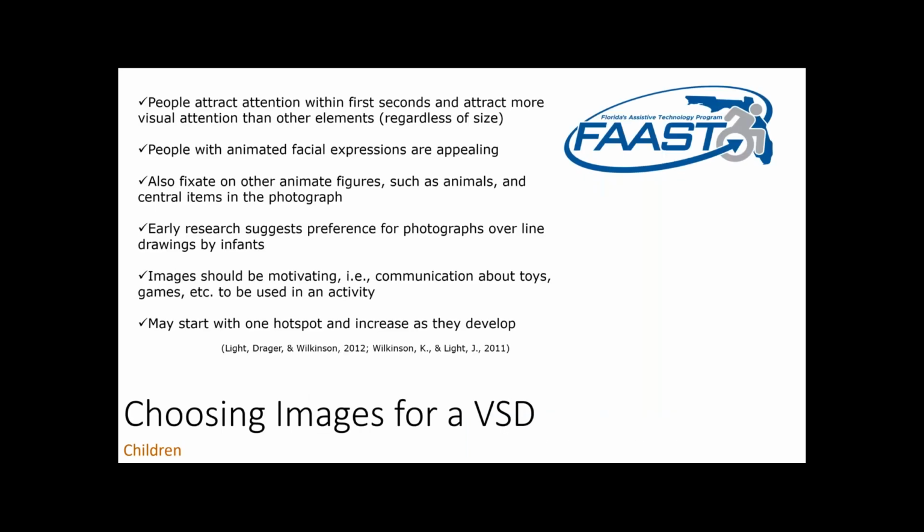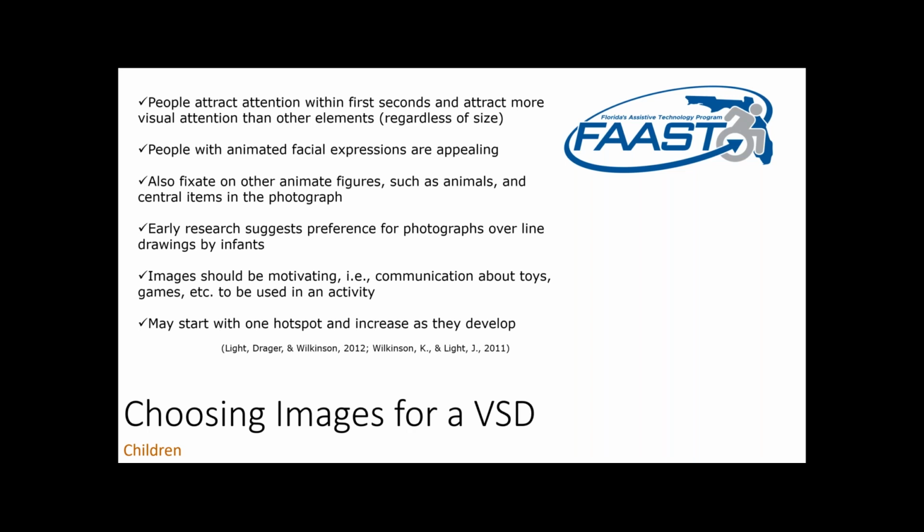When I work with teams on selecting images for visual scene displays, this is probably the thing that we spend the most time on, really making sure they're good pictures. We tend to be attracted to people in pictures within the first couple of seconds, more so than other elements typically. Even when other elements are larger, we go looking for people. In general, people respond to animated facial expressions, or those that are considered appealing, not just static, posed photos. They also look at animate figures like animals and things that are really central in the photo, so not off-centered.